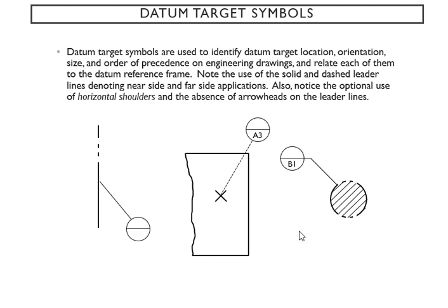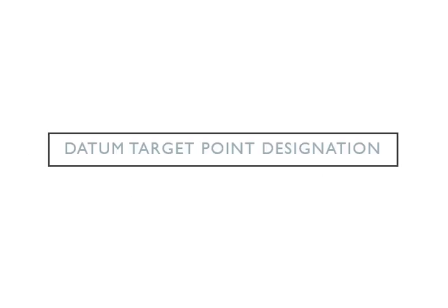And we use a solid and a dash leader line, which is this, and that. This is a solid, that's a dash, that's a solid, okay? Leader lines. Make sure that you notice the optional use for the horizontal shoulders, and also the absence of the arrows. See, no arrows right there on the leader lines. So just a straight line, dashed or solid, okay? And use a bubble, of course, to show them.